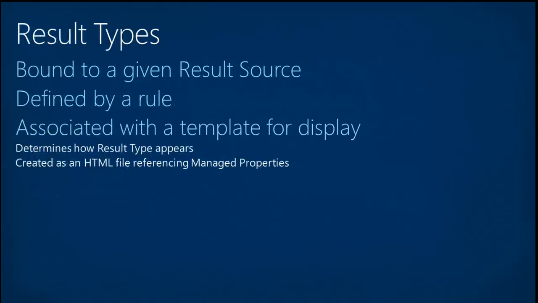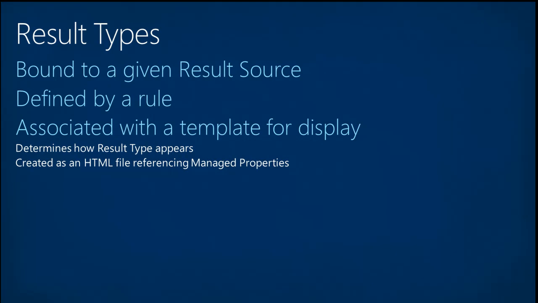Result types, as I said, are bound to a given result source and defined by a rule. So that means you came from this result source, you have these rules that are true for you, therefore you are of a certain result type. And when you are of a certain result type, then you are associated with a template for display. And that determines how you look. Can I play the video inside of Search? Can I see the image inside of Search? Can I flip through the PowerPoint slides inside of Search?